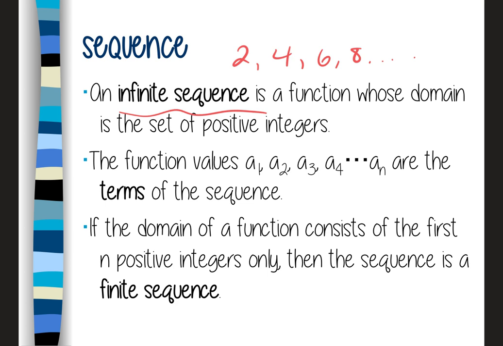The last thing says if the domain consists of just a number of positive integers, then the sequence is finite. So if I just said 2, 4, 6, 8, and that ... wasn't on the end, now it's a finite sequence. Okay, so infinite doesn't end, it continues on in that pattern. Finite obviously ends.